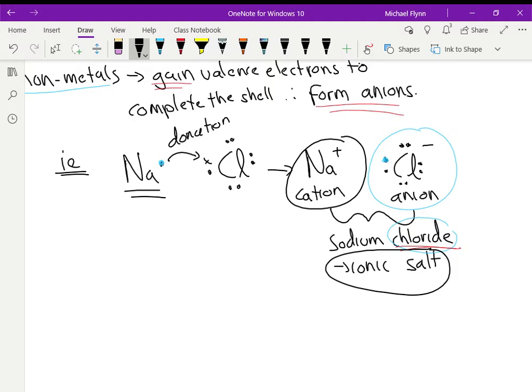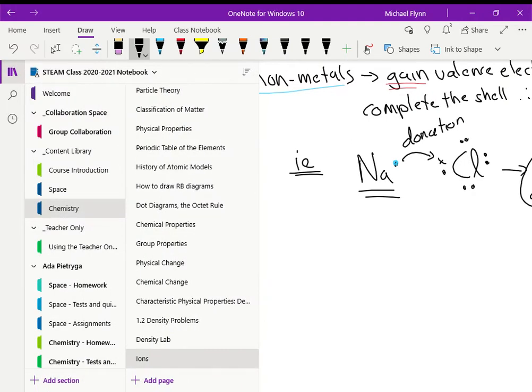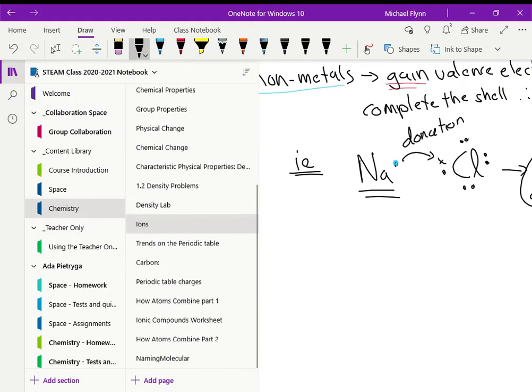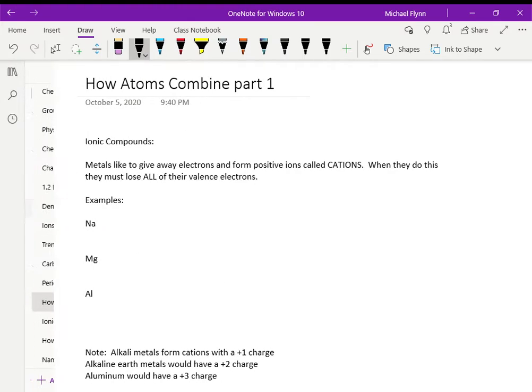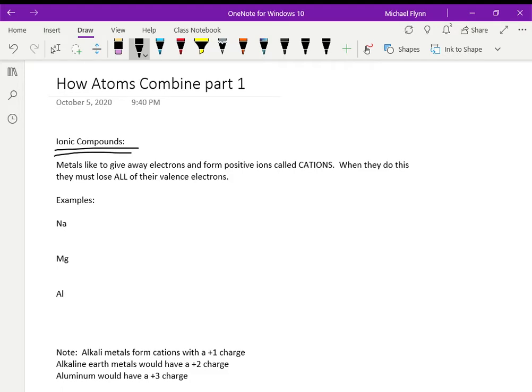All right, so that was something that was in the video from yesterday. So now you know what an ion is. Let's talk about ionic compounds. So how atoms combine, part 1. And as you can see, ionic compounds is the first thing we're going to discuss here.